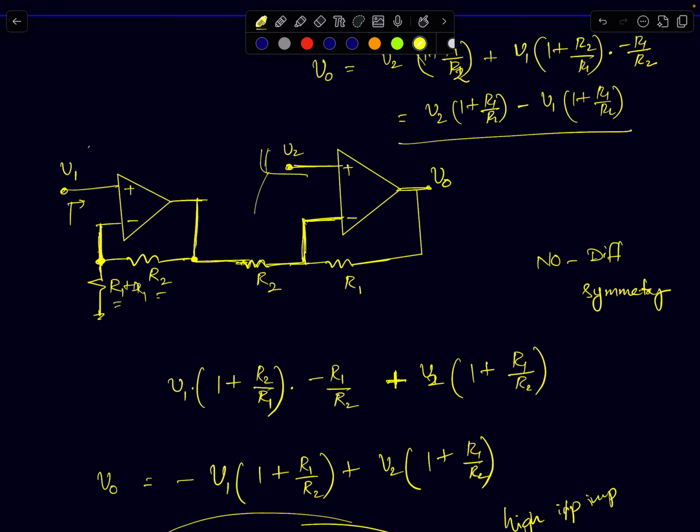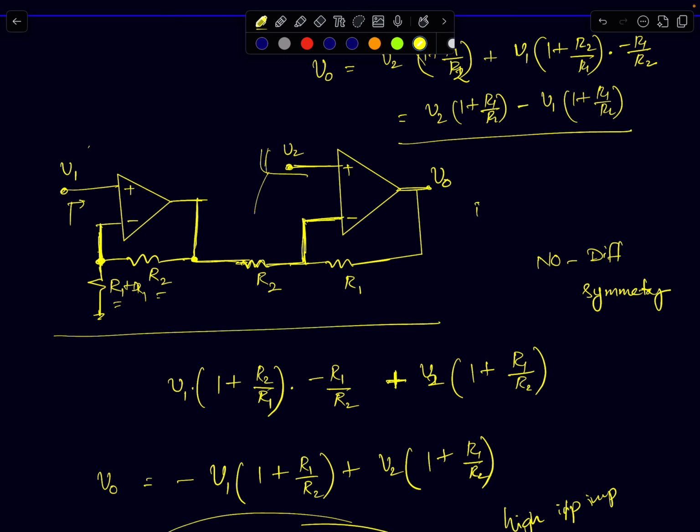If you recall from our analysis of differential amplifiers, differential circuits exhibit what we call half circuit symmetry, meaning when you traverse from input to the output, both the paths will more or less be the same. The signal paths from both the differential inputs will more or less be the same. This doesn't have that. There is no differential symmetry.